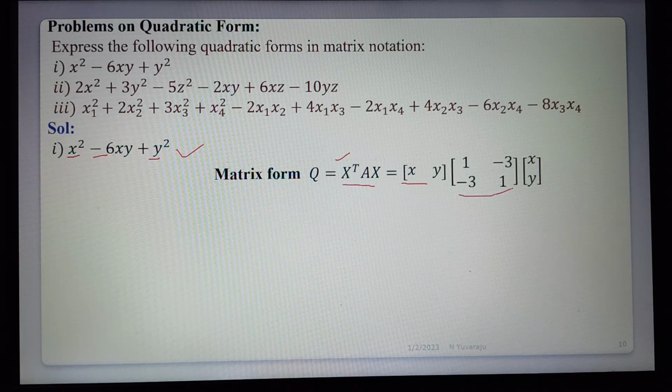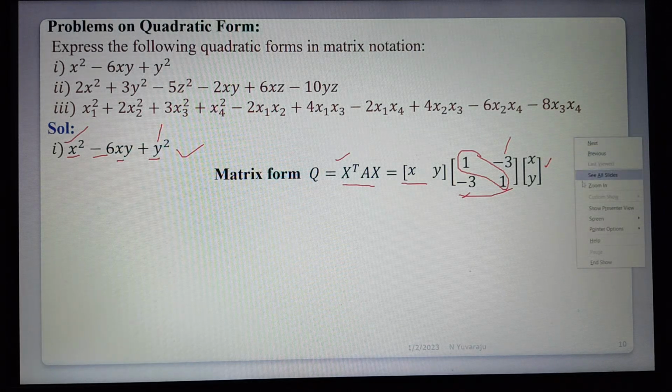See the matrix A. These are the diagonal elements: the x square coefficient and the y square coefficient. Next, the xy coefficient is half of -3 each, these are a12 and a21. Similarly, x is the column matrix of unknowns. This is the matrix notation of the first problem.